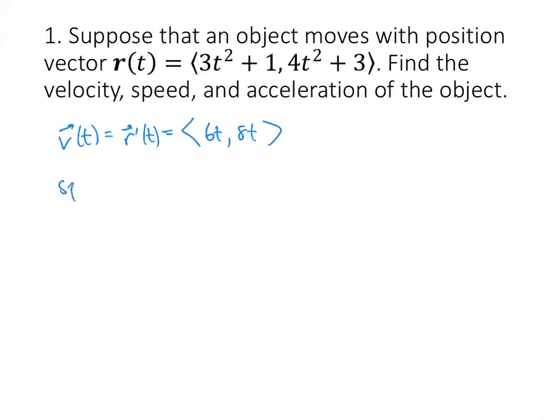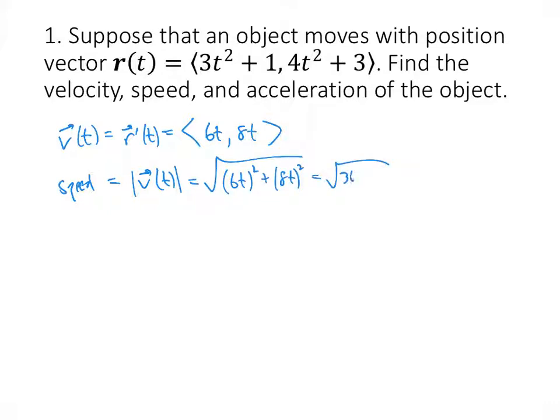The speed is just the magnitude of the velocity. And that's going to be the square root of 6t squared plus 8t squared. That's 36t squared plus 64t squared. That's 100t squared. And when we take the square root of 100t squared, we get 10 times the absolute value of t.